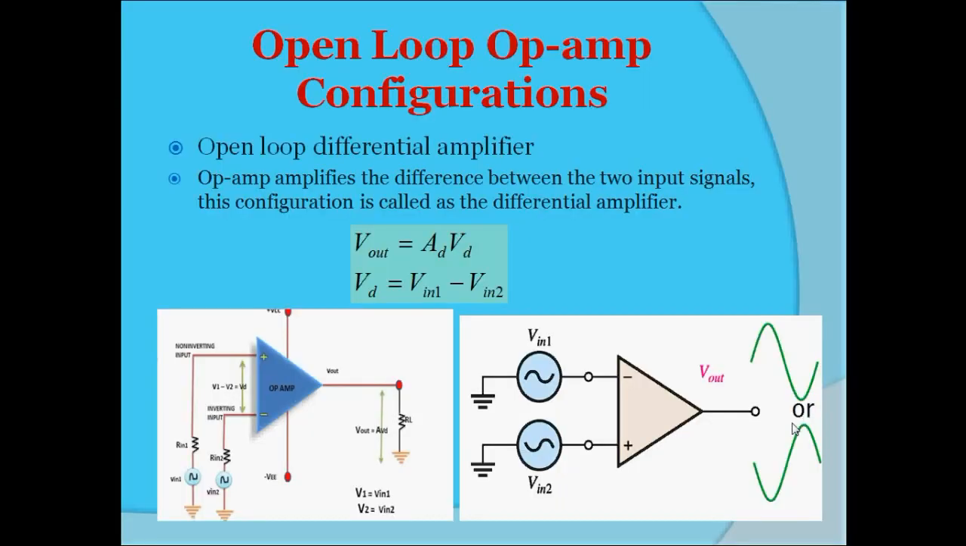So in this lecture, what we have seen: the block diagram of the op-amp, its pin configurations, then the open loop configurations, then some of the ideal characteristics, packages, types of packages, and how we can select packages for the operational amplifier. In the next lecture we are going to see some of the parameters of the operational amplifier.